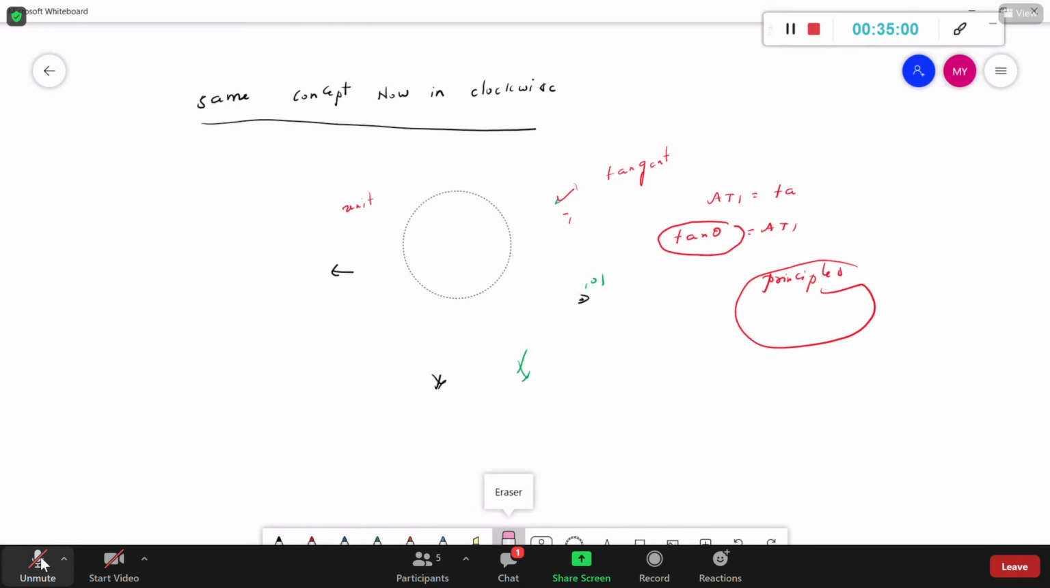So now we will repeat the same concept with clockwise direction.